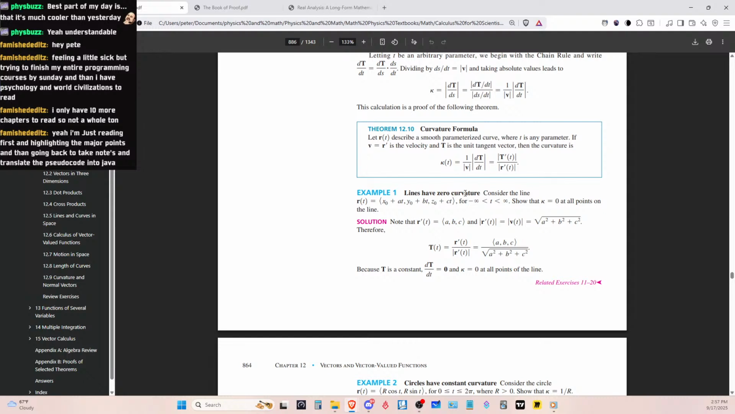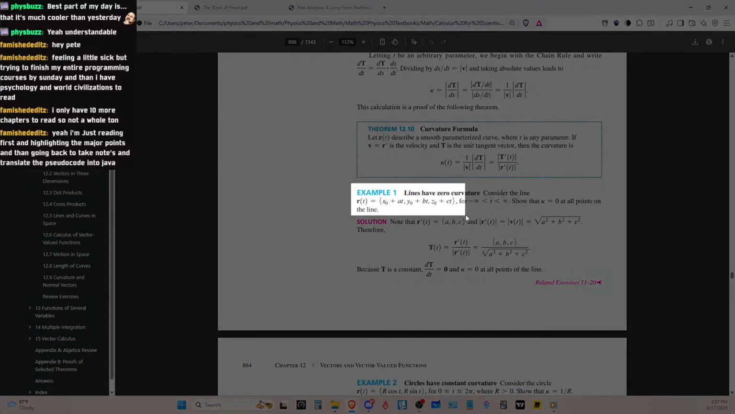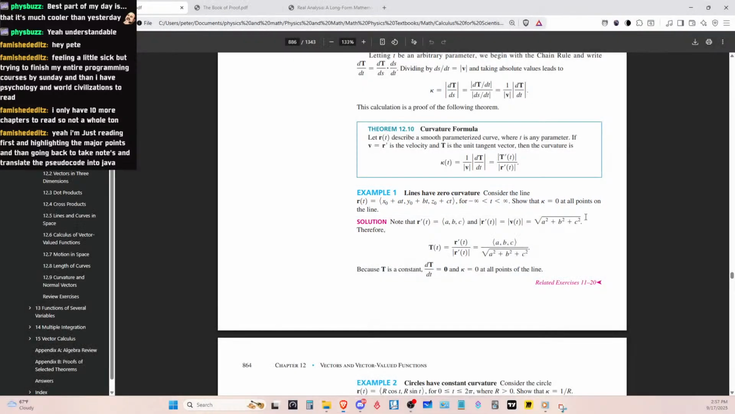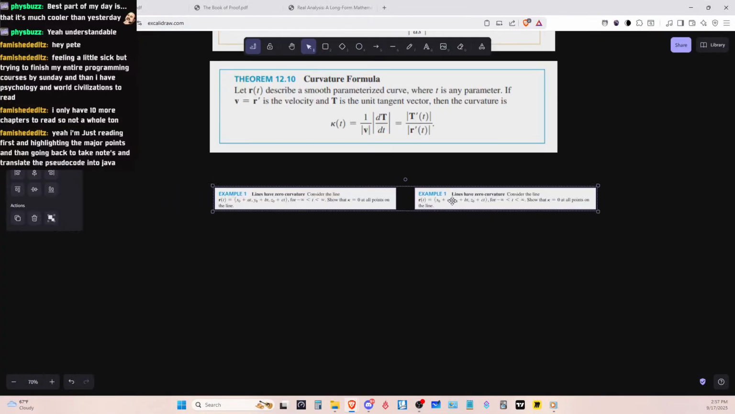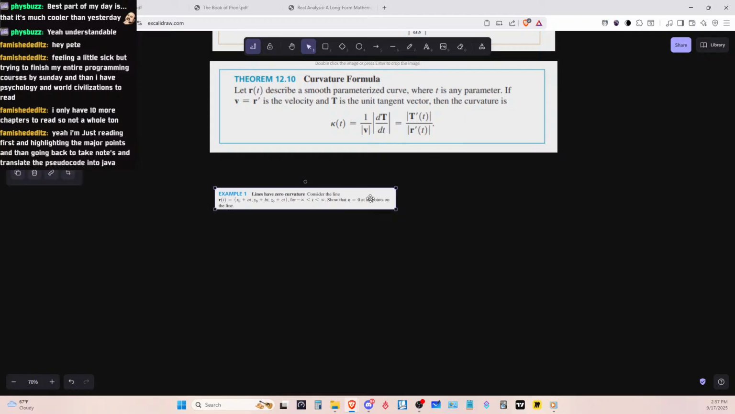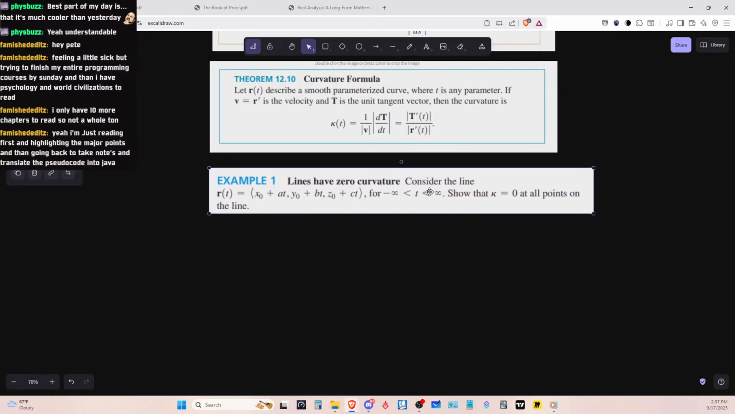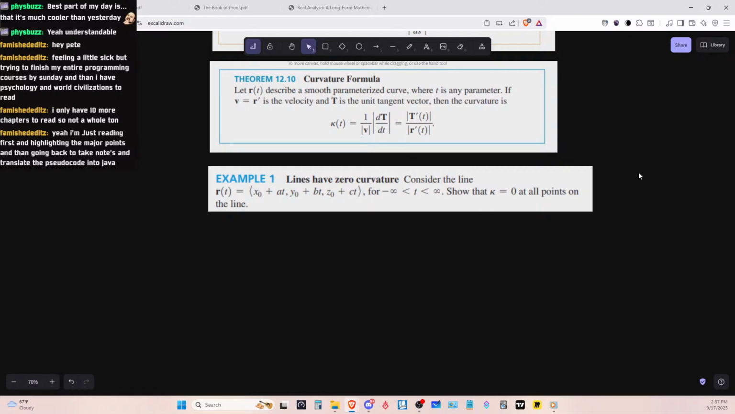Okay, the line has zero curvature, so consider the line. Let's try this example. The thing about calculation-based math is that sometimes when you're given a lot of info, you feel as if you can immediately put it into practice, but sometimes you just have to look at it first.